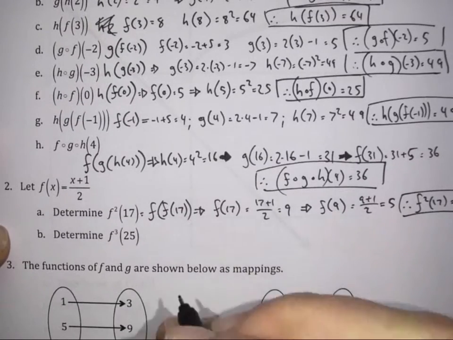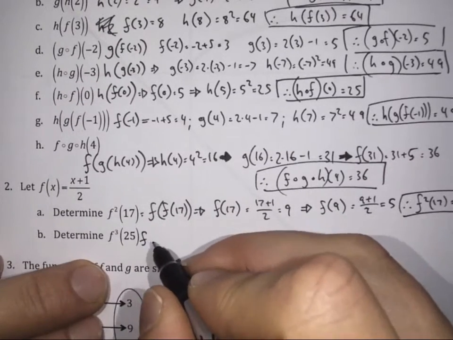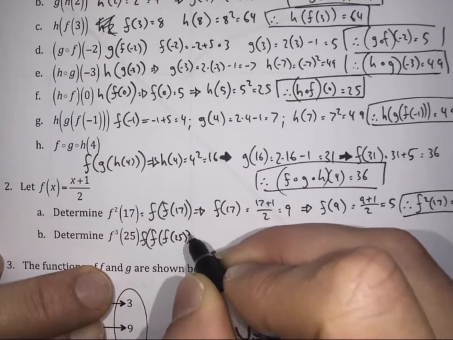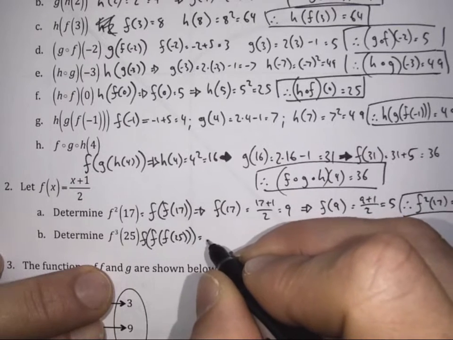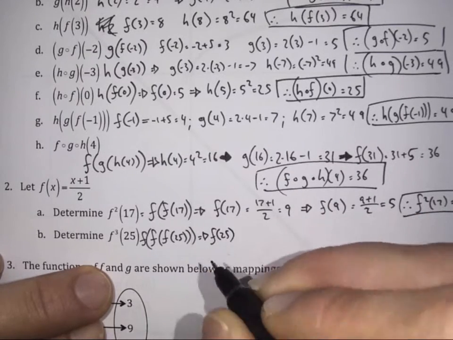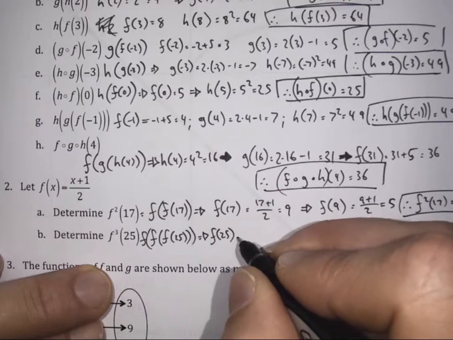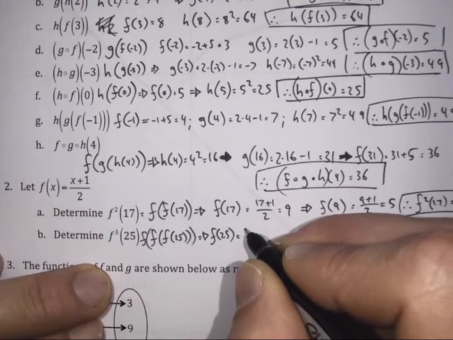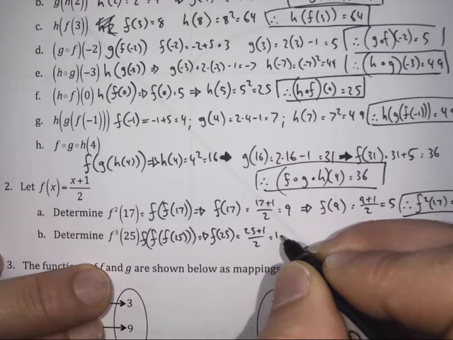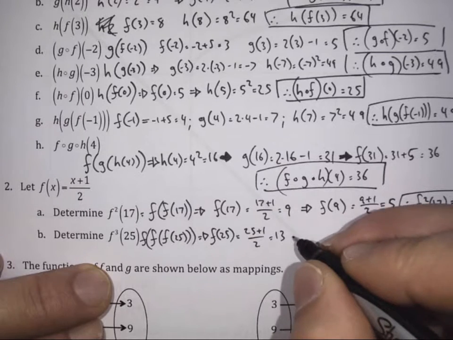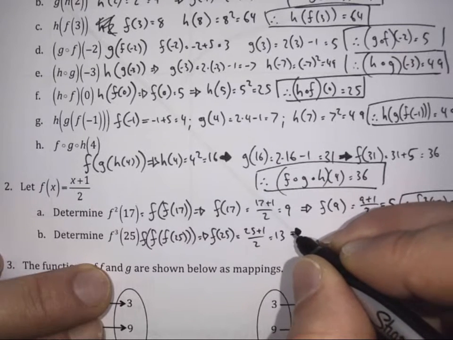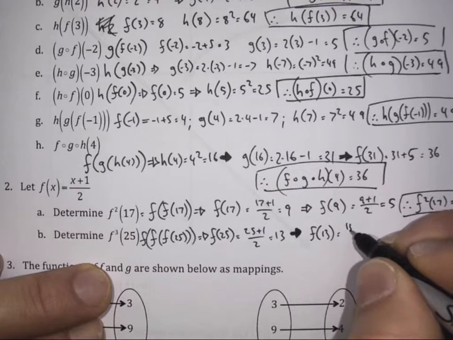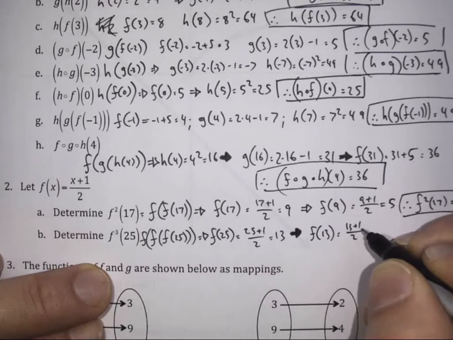All right, and let's see what happens if we have f of f of f of 25. Well, let's see what f of 25 is. Sorry, 25 plus 1 over 2, that's 13. So I'm going to put that into f again. f of 13 is 13 plus 1 over 2, which is 14 over 2, which is 7.